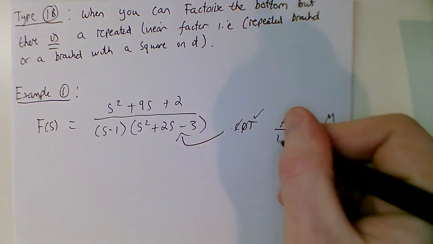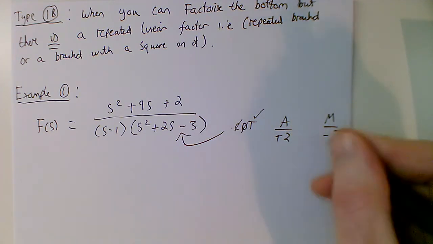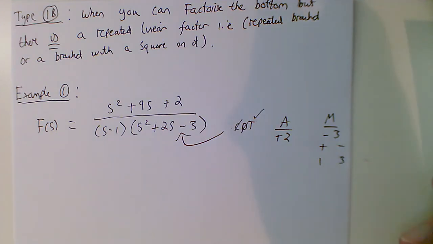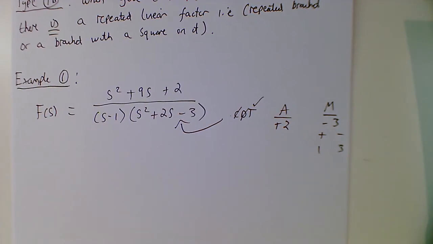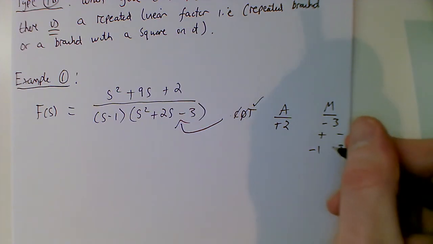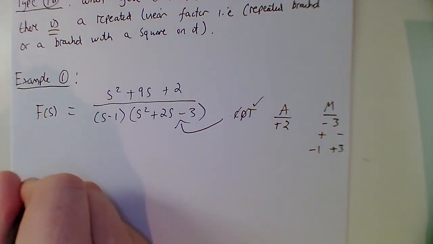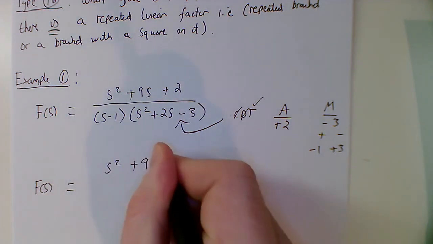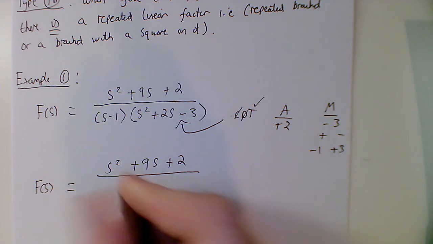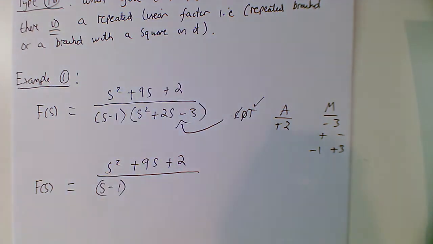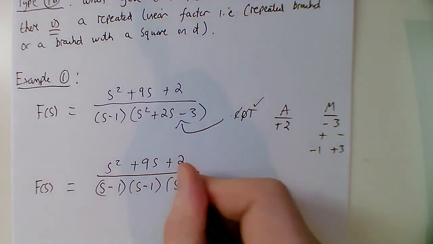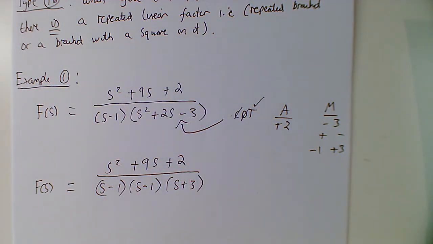Right, so adding to make plus 2, multiplying to make negative 3, one positive, one negative. 1 times 3 is the only way you can make 3 through multiplying. So it's going to be negative 1 and plus 3. Right, now I've got three things in the bottom of a fraction, but that's fine.